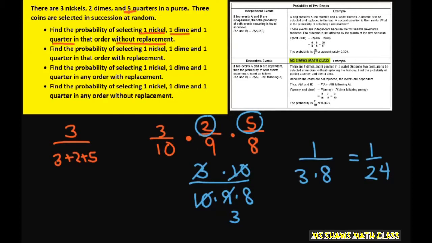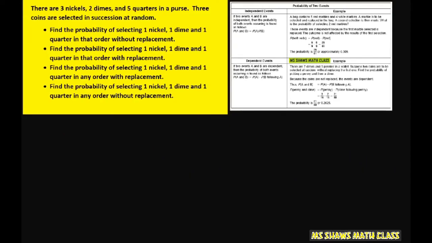Now, the next question is we're doing it with replacement and in that order. So when we do that, that's going to be independent. So we're going to do 1 nickel. Well, how many nickels are there? 3 nickels out of 10. Now, I do put it back, so this is going to be independent. That means we can replace it. All right, and then 1 dime, so that's 2 out of 10, because I put the coin back, and in this case the nickel. Then 1 quarter, there's 5 out of 10.